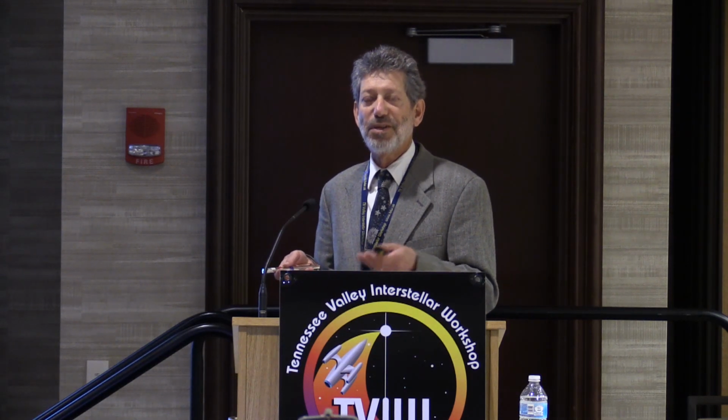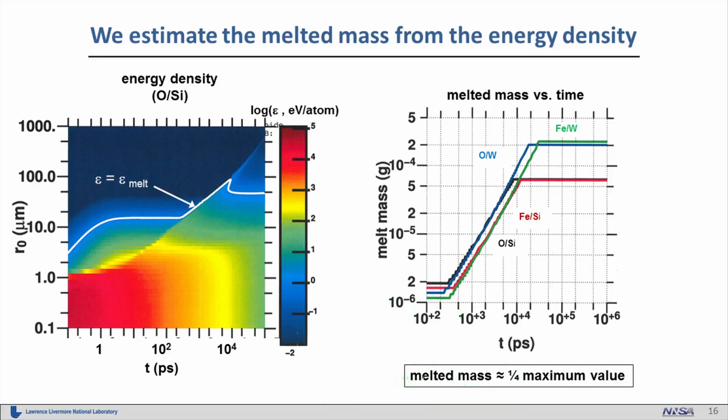Another thing you can ask is to try to estimate how much material will be melted by this, because melting is a damage process. We don't want to melt a lot of the spacecraft material. So the way you can do this is by looking at the energy density. So this is a plot. The color scale indicates energy density. It's a logarithmic scale, plotted versus time along the horizontal axis and space in the vertical axis. So these are both logarithmic scales.